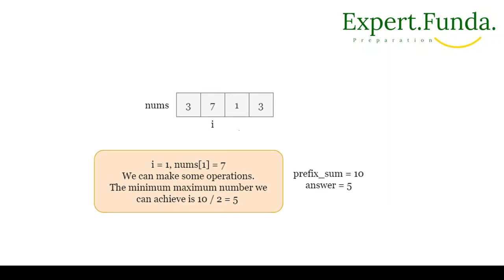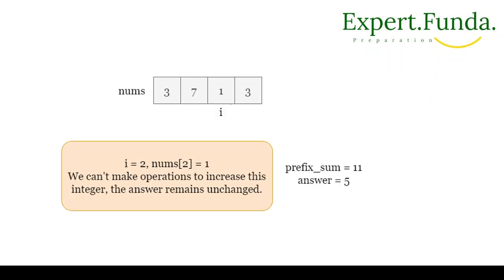Okay, now let's move to the next one. At i equal to 1 we have 7. So we can make some operations, and find the maximum number we can achieve. If we do the sum, first we get 3 plus 7, which is 10. And if we divide by 2, it will become 5. So now the answer is 5, and the prefix sum is 10.